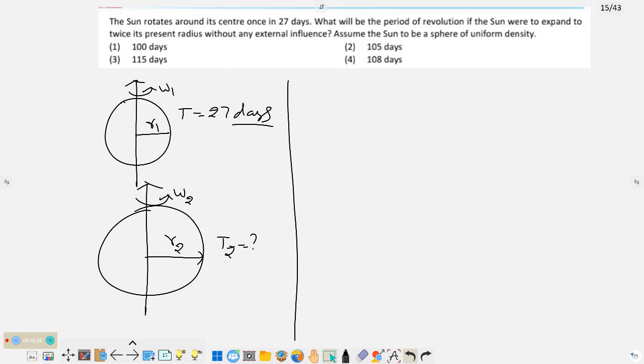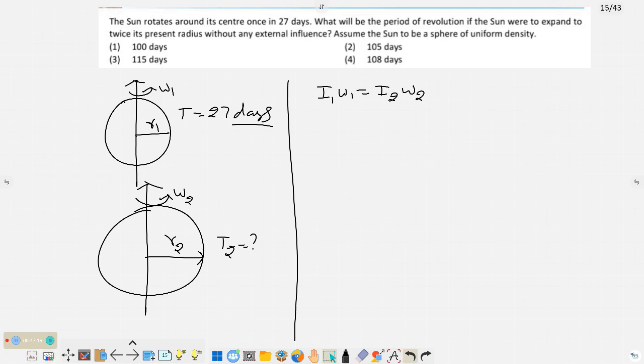What is the conservation of angular momentum? It states that every body having mass, when it is rotating, has a moment of inertia. According to the law of conservation of angular momentum, I1 omega 1 is equal to I2 omega 2. This concept we have applied here.